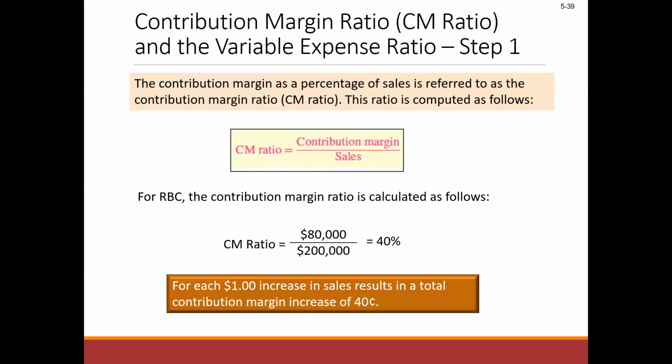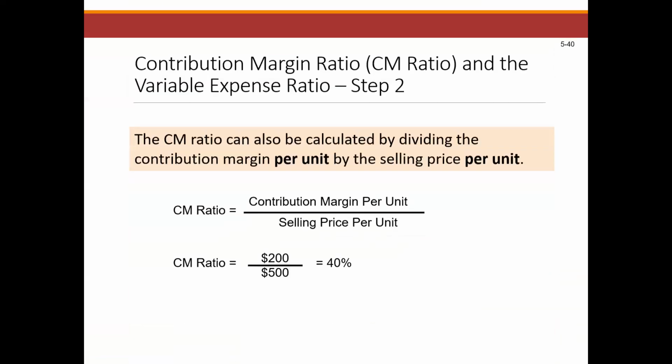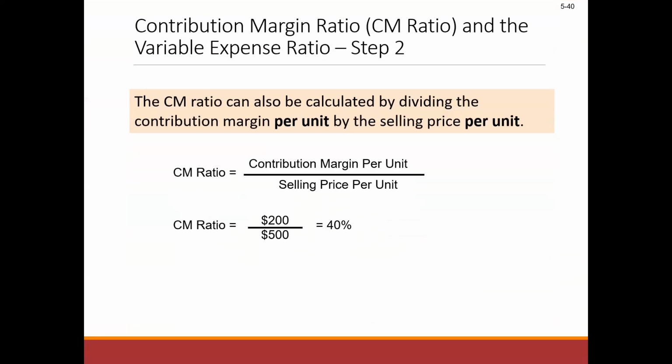What's available for fixed expenses per unit? Each dollar increase in sales results in a total contribution margin increase of 40 cents. So if we take our contribution margin per unit, divide it by the selling price per unit, we're still coming up with the same thing, 40%.